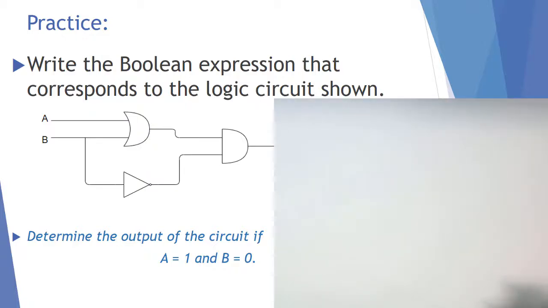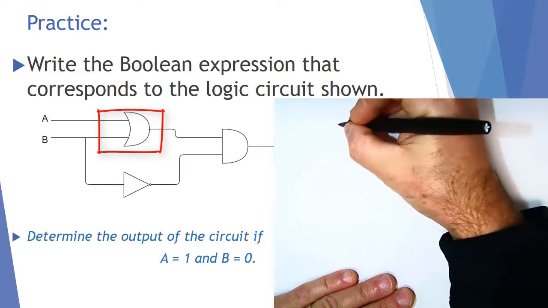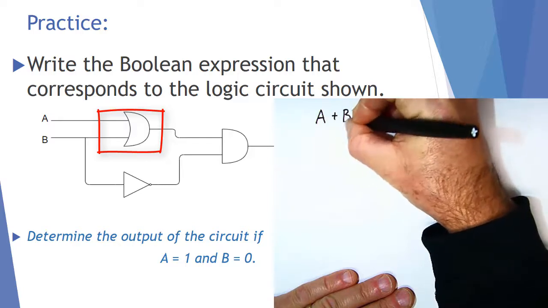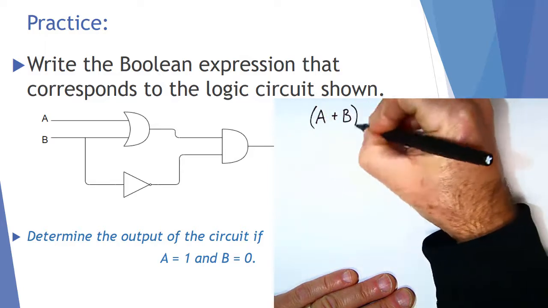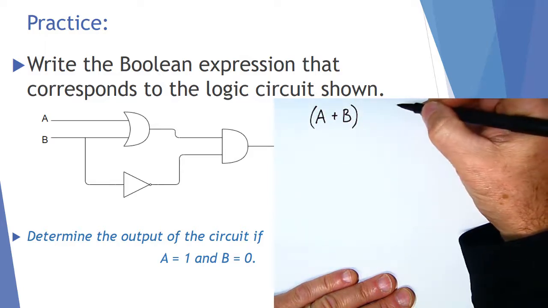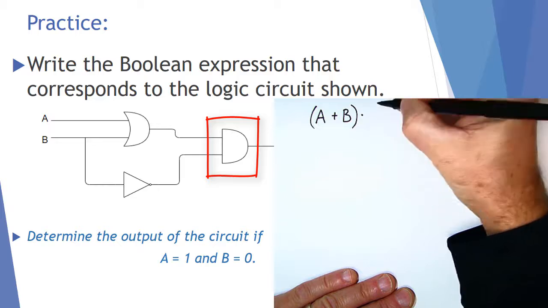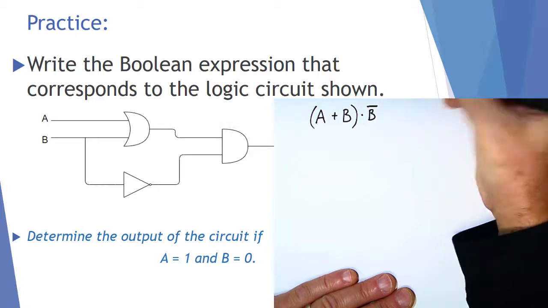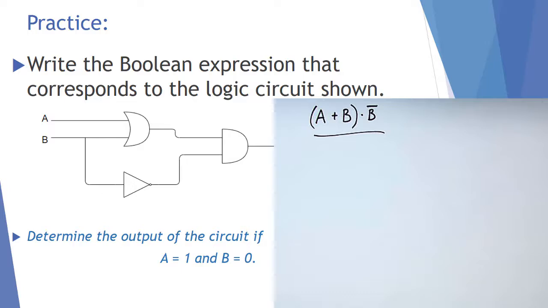Okay, well let's take a look here. So for starters, A and B are fed into an OR gate, and so we know right off the bat that we're going to have A plus B. But the result of that, which means we can bundle that up inside of parentheses, is fed into an AND gate where its output and the negation of B are fed into. So in other words, this is going to be multiplied by, because it's an AND gate, the negation of B. And there it is. That is your Boolean expression.